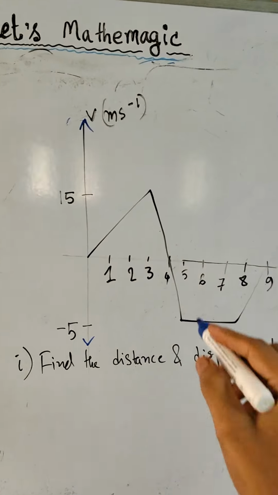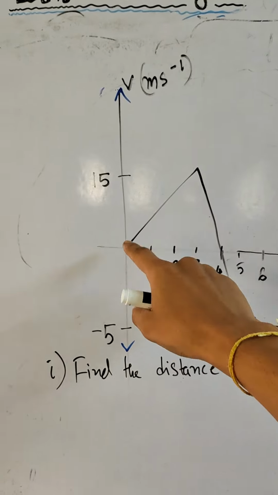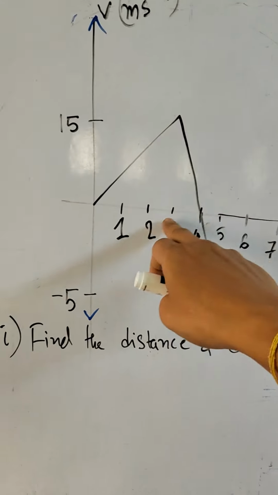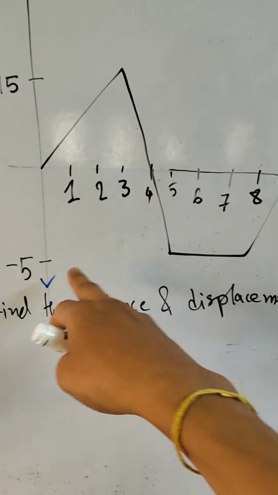So what we are going to do here is partition this graph into 3 different sections. We can see that the moving object started with velocity 0, then its velocity peaked at 15 meters per second, then it reduced to 0 again in the duration of 4 seconds. In the 4th second the velocity again became 0, and then the velocity became negative. In the next 1 second the velocity became minus 5 meters per second.